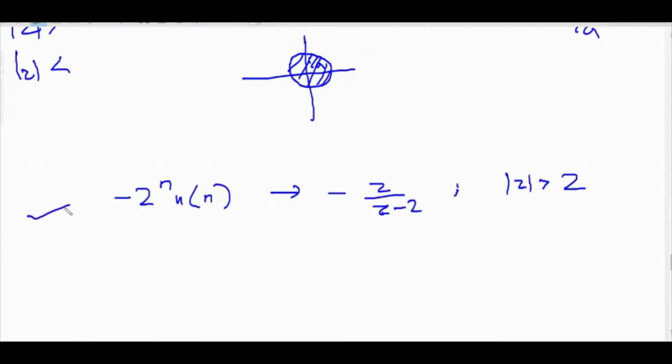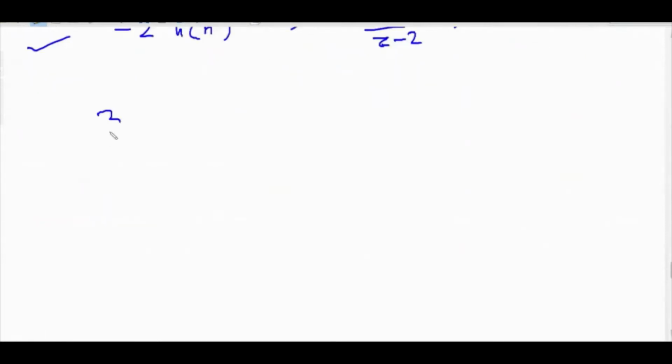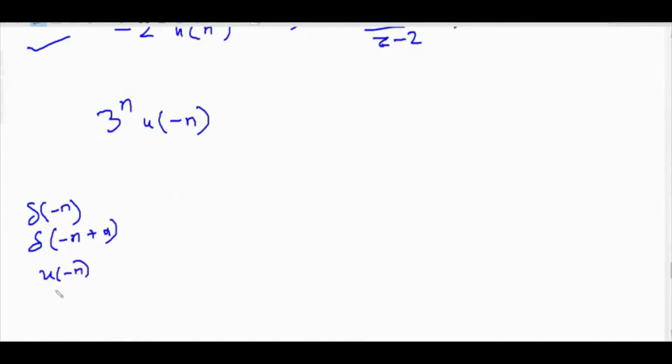Now for example one more, 3 raised to n u of minus n. When to use the time reversal property, that also I will tell you. Whenever you see shift in delta minus n, or delta minus n plus some constant, or u of minus n, right?